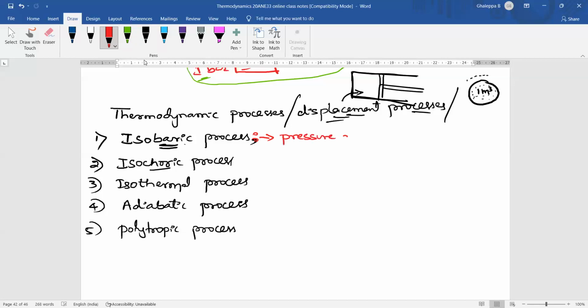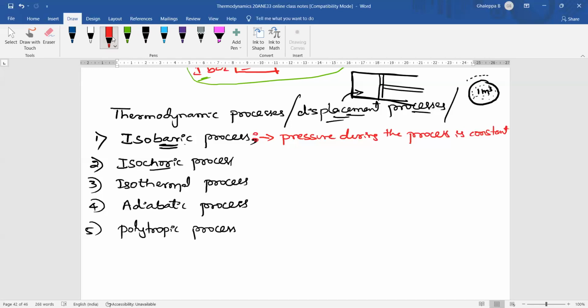Pressure during the process is constant. Okay, how to define the definition of isobaric process? Isobaric process is a thermodynamic process in which the pressure throughout the process is constant. So any process where the pressure is not changing, the pressure value is the same, you can call it an isobaric process.